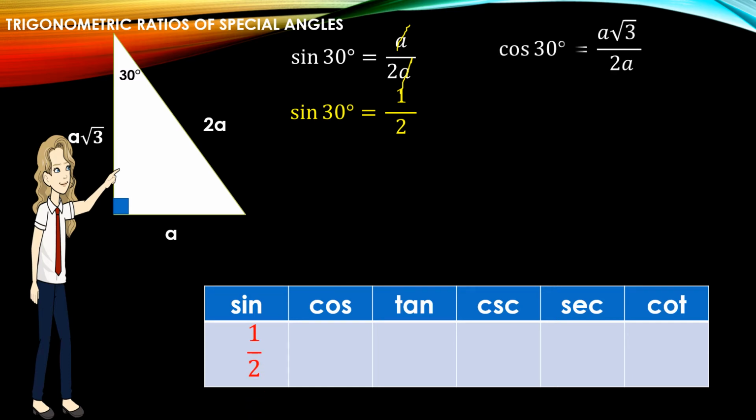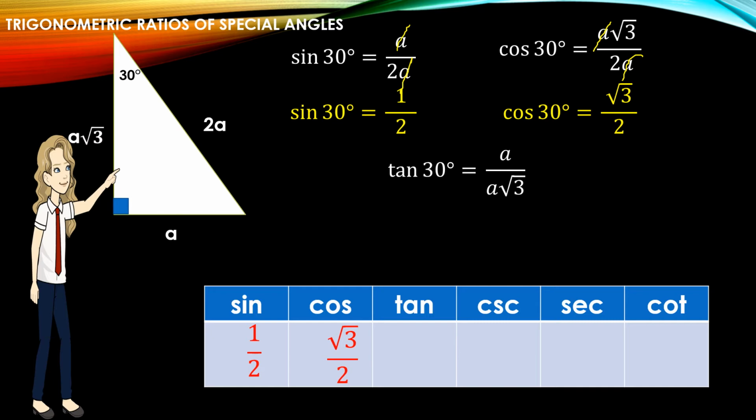Okay. Next is cosine 30 degrees. So, this is 30 degrees. Cosine is adjacent. So, adjacent is here. A square root of 3 over the hypotenuse. So, we have A square root of 3 over 2A. Then, we need to cancel the A. So, the remaining is the square root of 3 over 2. So, cosine 30 degrees is equal to square root of 3 over 2.